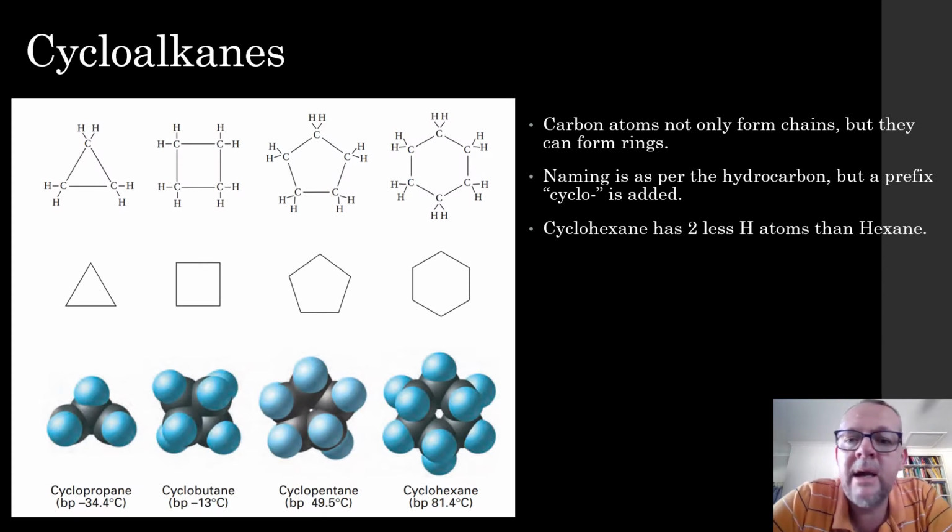Now, a cycloalkane is what it sounds like. It's just in a cycle. Carbon atoms can form not only chains, but they can form rings. So when we name these cycloalkanes, we're just going to add cyclo in front of it. If we have a look at cyclohexane, for example, you can see that there are 2 fewer hydrogen atoms than your typical hexane, and that's because you've got a carbon-to-carbon bond there where there would normally have been 2 carbon-hydrogen bonds instead.